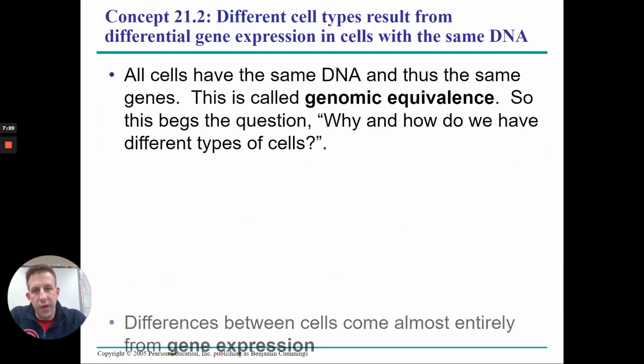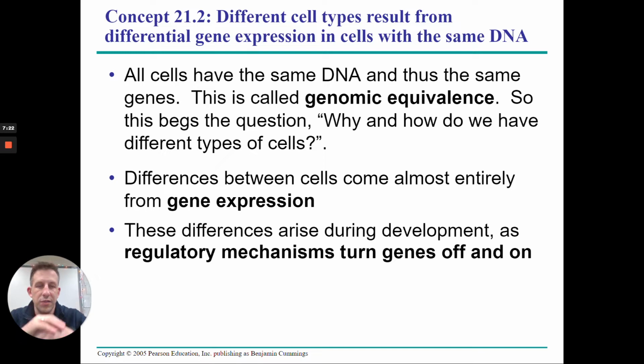So those are some of the things that we're going to start to talk about in this lecture, okay? So, all cells, one thing you have to understand as we embark on this little journey of deciding what happens from zygote to adult, is that we have to understand that all cells in our body have the exact same DNA and thus the same genes. They call this genomic equivalence. So this begs the question, why and how do we have different types of cells?